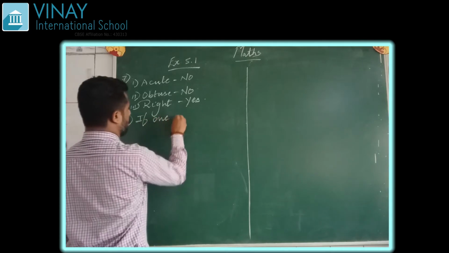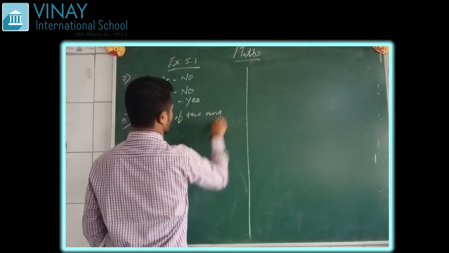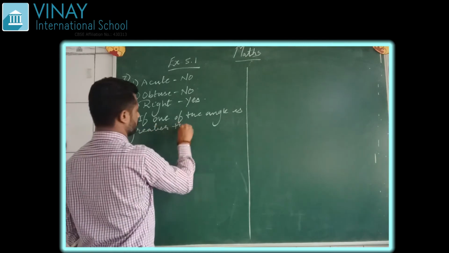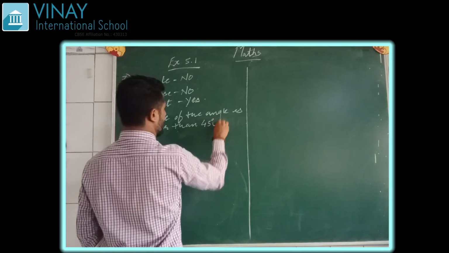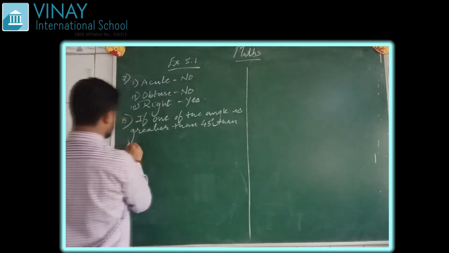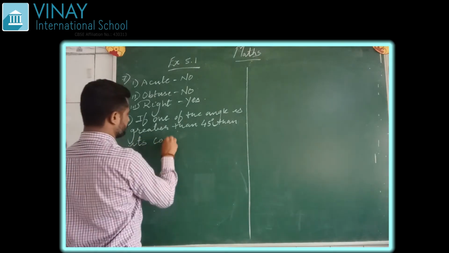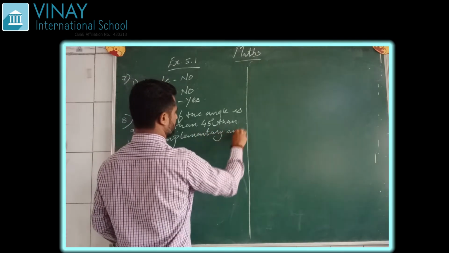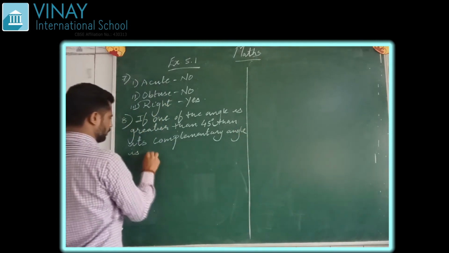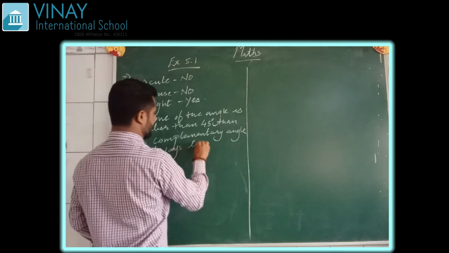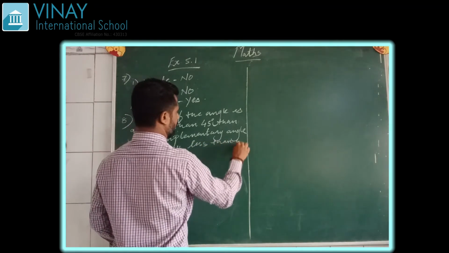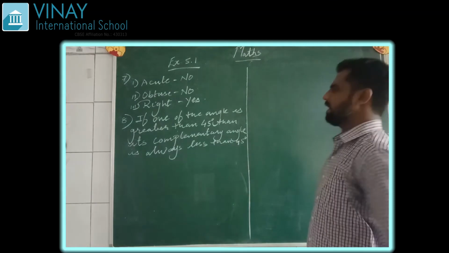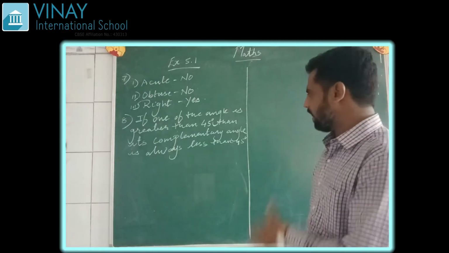If one of the angles is greater than 45 degrees, then its complementary angle is always less than 45 degrees.